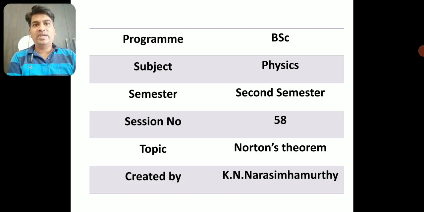So here I have started a new chapter in the last unit. In the fourth unit I have already discussed two chapters. One is transient current, another one is alternating current. After discussing the two chapters in the last fourth unit, I have taken up a new chapter which is called network theorems.